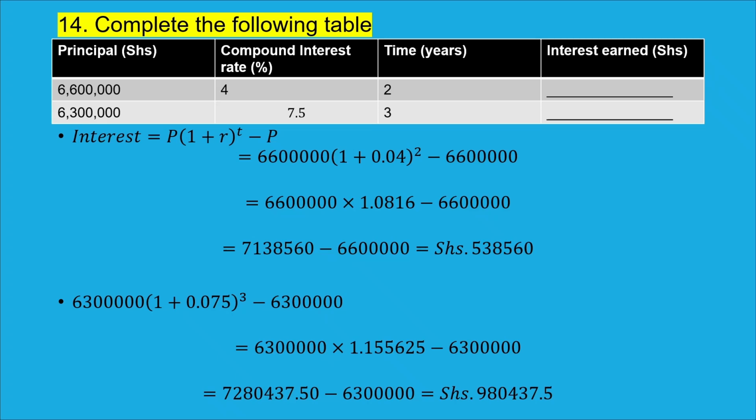For the second part, 6.3 million times (1 plus 0.075) to the power of 3, minus 6.3 million. Because the 3 is the time and the 7.5% is divided by 100 to make it a rate. Then we substitute and we simplify. Then we have 980,437.5 shillings as the compound interest. How do you complete the table? Once again, just put in the values.